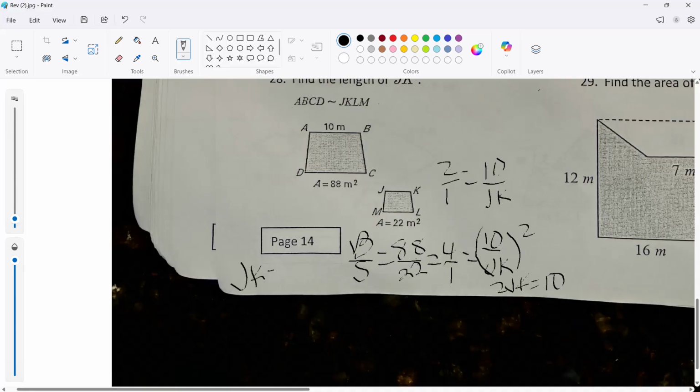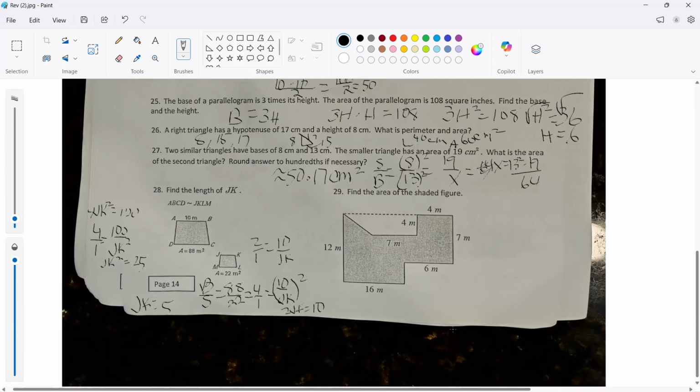JK equals 5. Now, if I had squared it, I would have had 4 over 1 equals 100 divided by JK squared. I'd get JK squared times 4 equals 100. JK squared equals 25. And JK would be 5, square root of 25. So that one worked out.